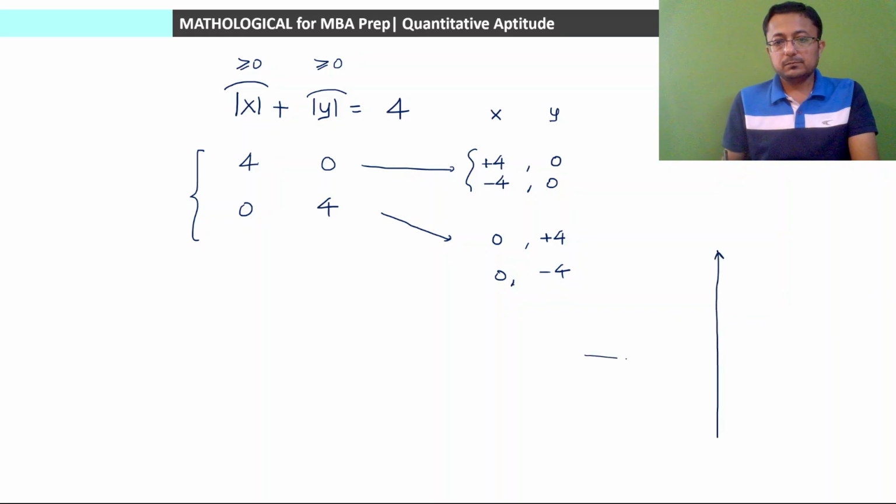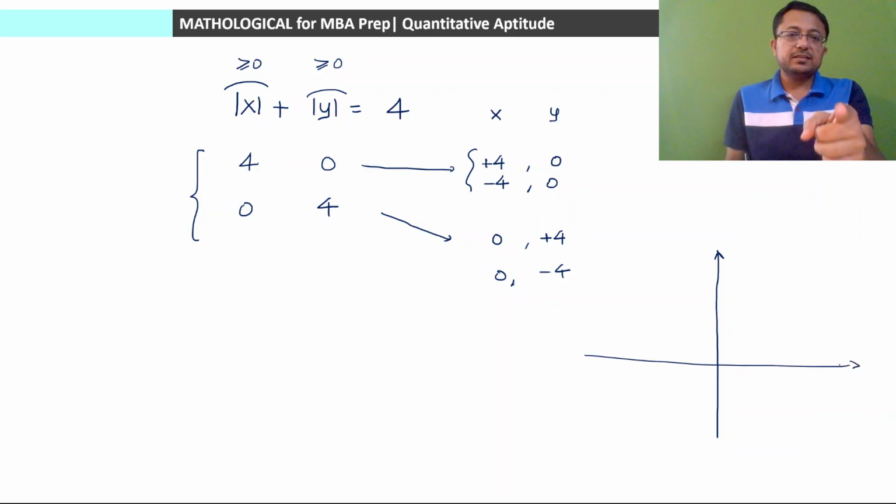Let us draw. So one solution is 4 comma 0. Other solution is minus 4 comma 0. Then 0 comma 4 and 0 comma minus 4.